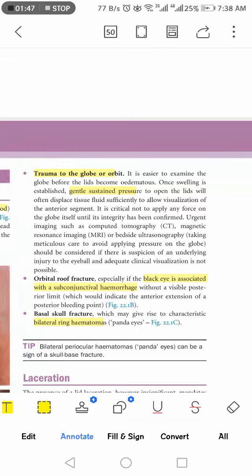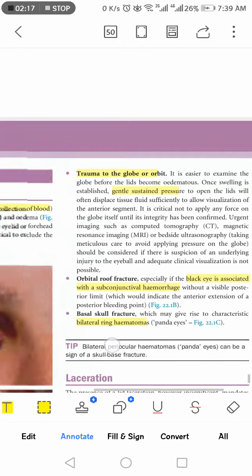The second is orbital roof fracture, especially if the black eye is associated with subconjunctival hemorrhage without a visible posterior limit, which would indicate the anterior extension of a posterior bleeding point. Okay, we will see the figures later. Basal skull fracture, which may give rise to characteristic bilateral ring hematoma. The tip of the KANSKI says bilateral periocular hematomas or panda eyes can be a sign of skull base fracture.